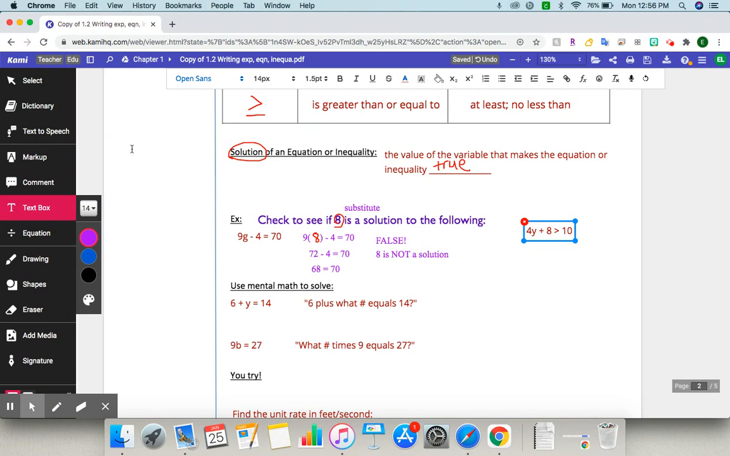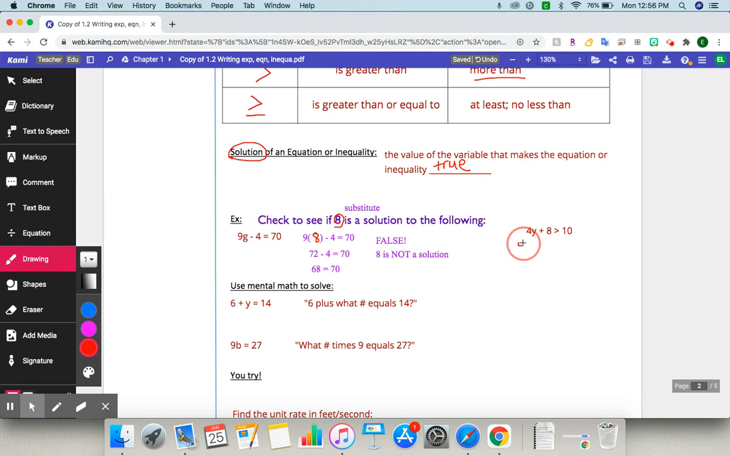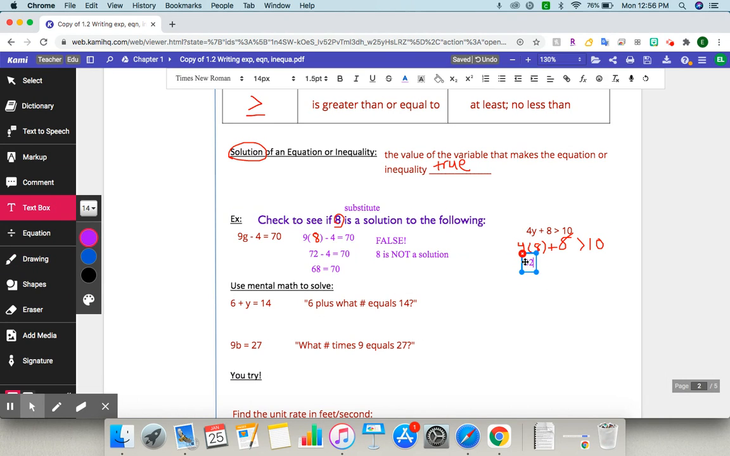In this inequality, once again, we have to substitute 8 in for our variable, so 4 times 8 plus 8 is greater than 10. Is that a true statement? Well, we might need to simplify to figure it out. So 4 times 8 is 32, plus 8 gives us 40. So our statement now says 40 is greater than 10. And yes, this is a true statement. So 8 is a solution to this inequality.